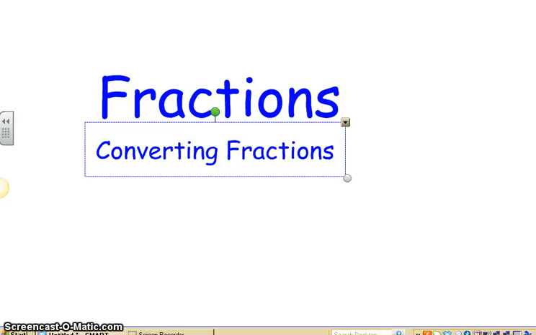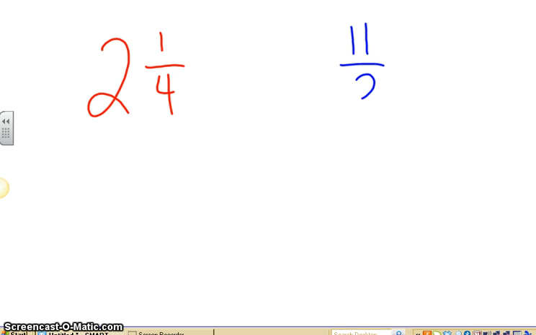Okay guys, today we're going to be covering converting fractions from improper to mixed and from mixed to improper. So remember that a mixed number is when we mix a whole number and a fraction, and that an improper fraction is when the numerator is bigger than the denominator. So we talked about in class how the improper fractions and the mixed numbers are pretty much the same kinds of fractions. So we're able to convert back and forth between the two. So let's talk about how we do that.